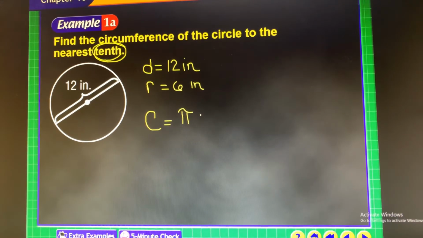Pi d, pi d, pi d. It rhymes. It sounds good. So pi times 12. Put that into your calculator and tell me the circumference is approximately, and remember, you're going to the nearest tenth on this one. So put in your pi d and tell me you get approximately 37.